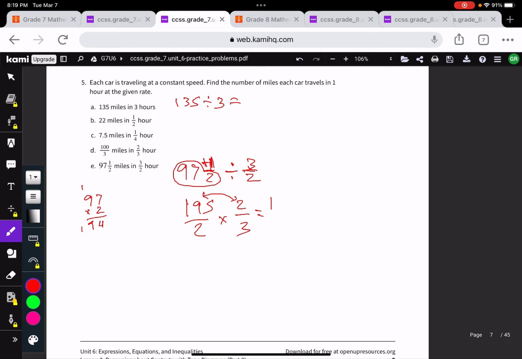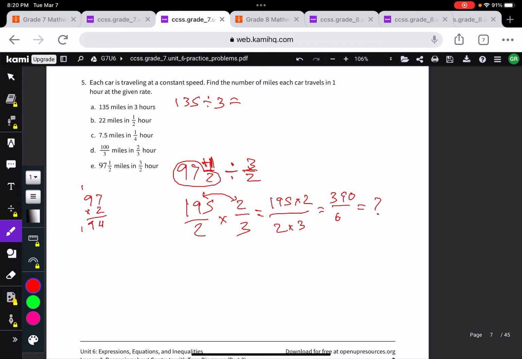But either way, 195 doubled, 200 doubled would be 400 minus 10 would be 390. Oh, I should show my work. I'm doing 195 times 2 over 2 times 3, which is 390 over 6, and that's going to equal something. And I'll let you figure that out. But you pretty much do all the rest of this. B, C, and D are all the same.